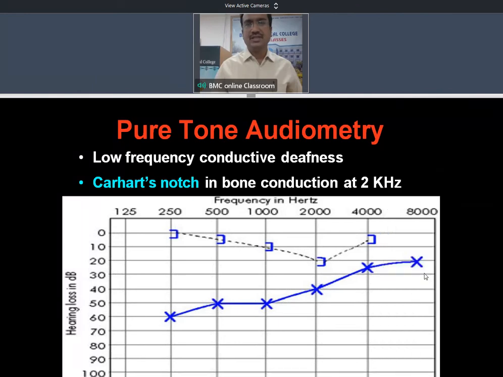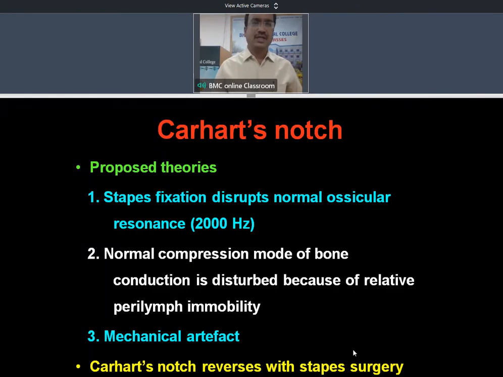So the reason for this is the fixation of the stapes footplate. The proposed theory for the Carhart's notch is that stapes fixation disrupts the normal ossicular resonance at 2000 Hz. That's why you'll see more bone conduction loss at 2000 Hz. That is the reason for the Carhart's notch in otosclerosis. If you do the surgery for otosclerosis, this notch will disappear.